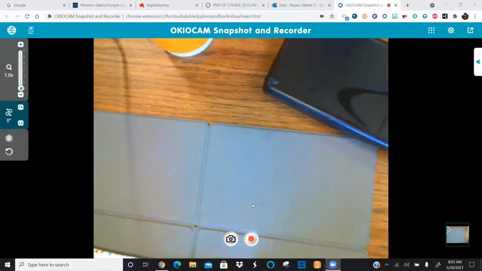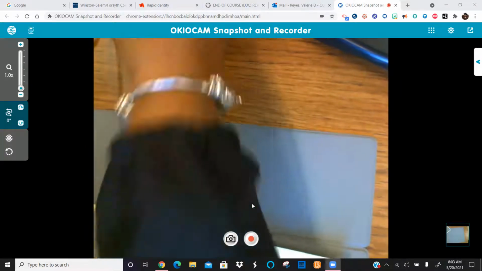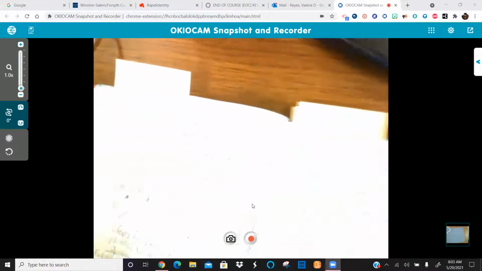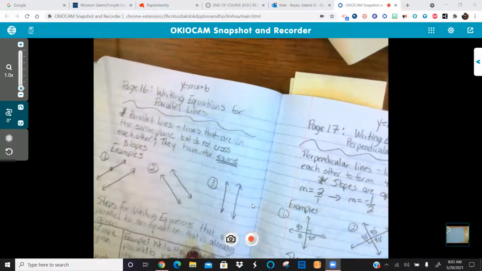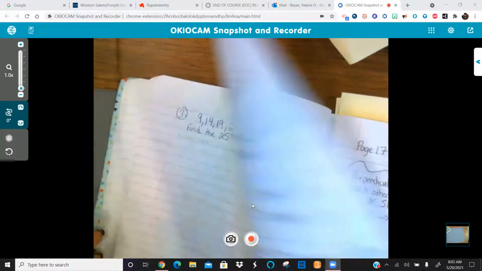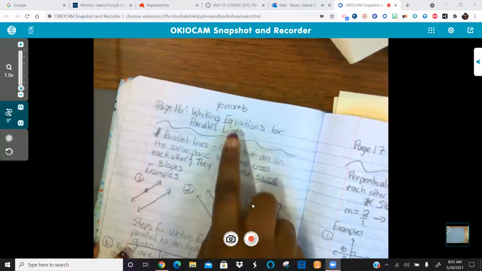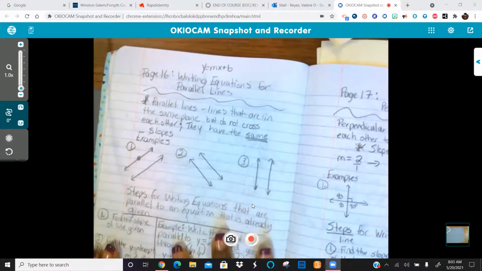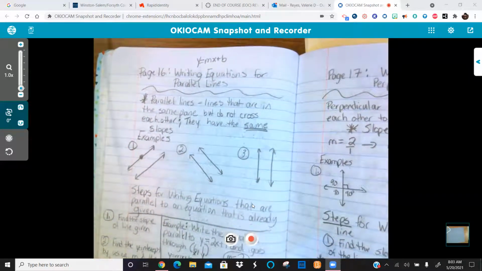And I am going to go through notes that you already have. You don't have to rewrite notes, but I do need for you to focus and pay attention to what I'm saying so that you can get it. Please go back and look at your notes. This is page 16 in your notes in quarter number 2, and it was writing equations for parallel lines. If you need to take a picture of this, you can, but please make sure you go over it.